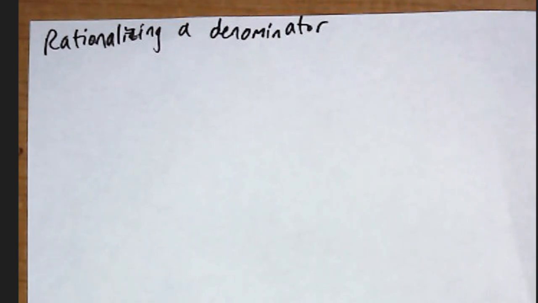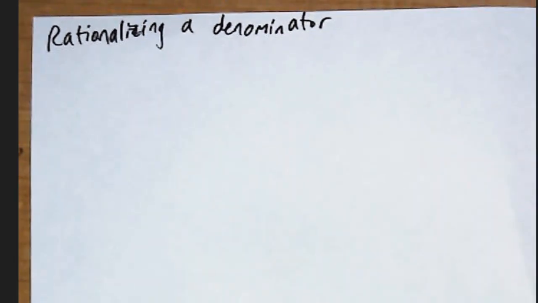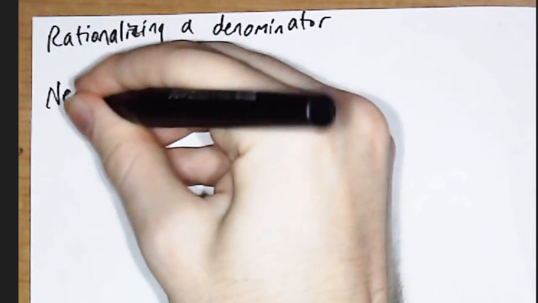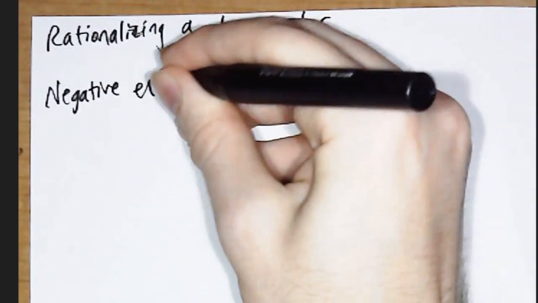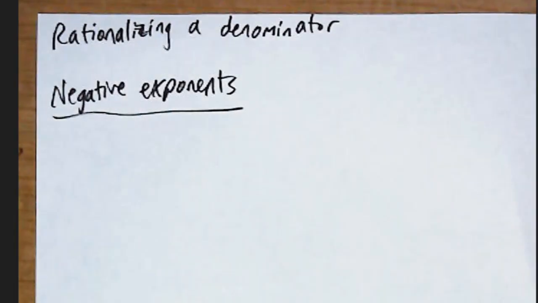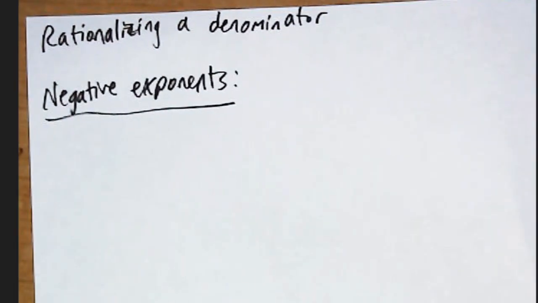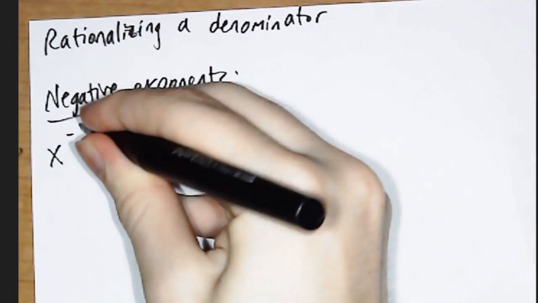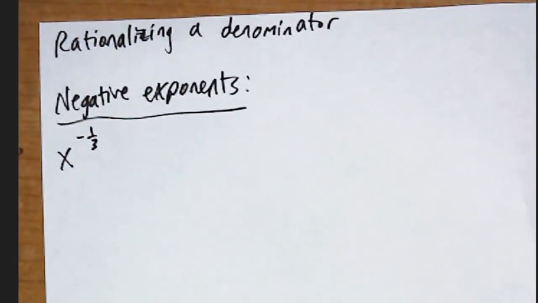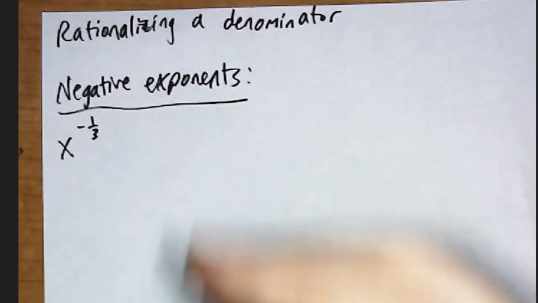Now, first, we're not going to worry about getting rid of them just yet. We're going to worry about negative exponents, because this is how we're going to see them. So the first section of these notes is negative exponents. Negative exponents look like that. We learned about rational exponents before. This time they might have a negative sign.